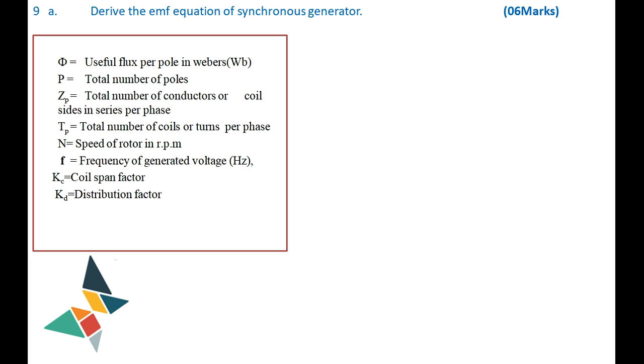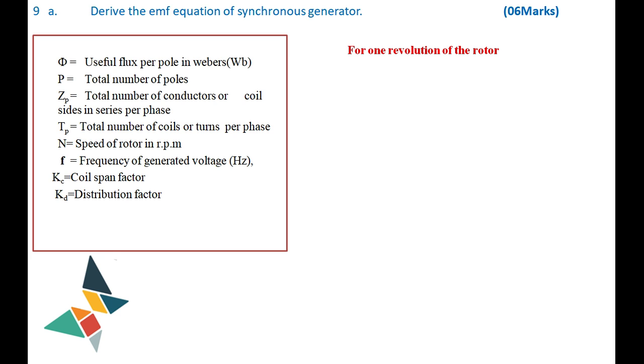N is the speed in RPM, that is the synchronous speed. F is the frequency of the generated voltage, measured in hertz. And Kc and Kd are the coil span factor and distribution factor. Then once again, to derive the EMF equation, we use the same fundamental principles of electromagnetic induction. The magnitude of induced voltage is given by Faraday's second law: the generated voltage is directly proportional to the rate of change of flux.